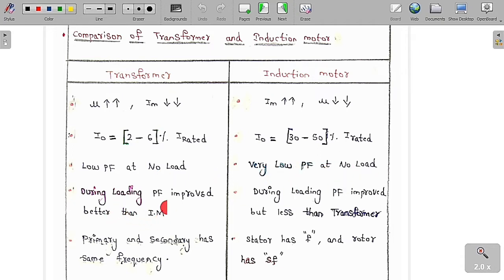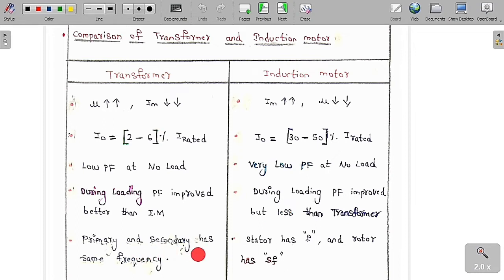For the transformer during loading, the power factor improves, which is better than the induction motor. If you load the transformer, the power factor improvement is very high when compared to the induction motor, where during loading the power factor also improves but is lesser than the transformer.